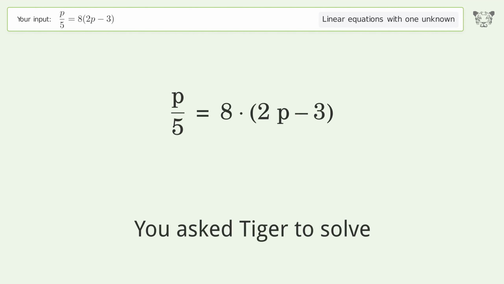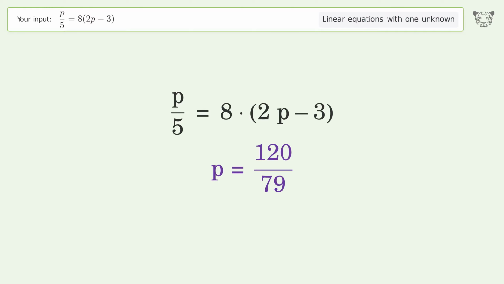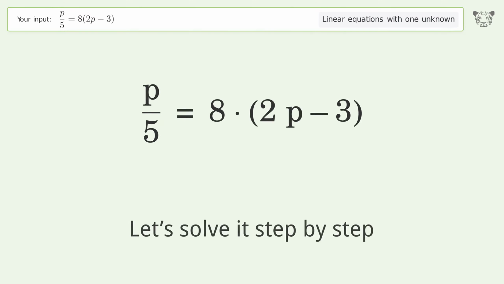You ask Tiger to solve. This deals with linear equations with one unknown. The final result is p equals 120/79. Let's solve it step by step.